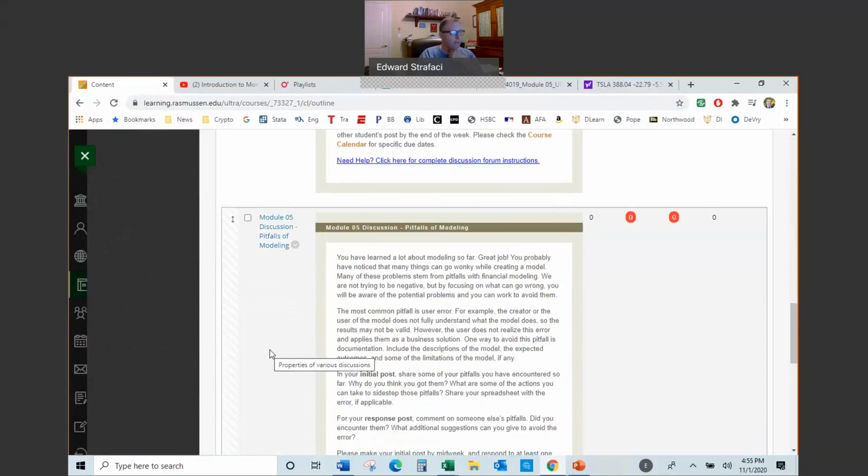We are not trying to be negative, but by focusing on what can go wrong, you'll be aware of the potential problems. The most common pitfall is user error, creating a model where your numbers are off. For your initial approach, share some of the pitfalls you've encountered so far. Why do you think you got them? What are some of the actions you can take to sidestep those pitfalls?